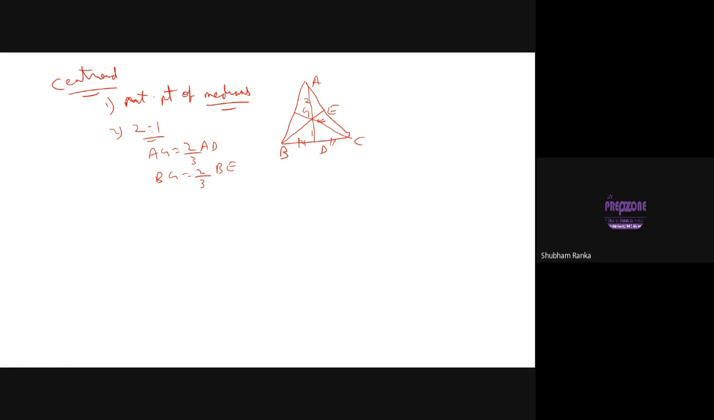Similarly for CF. Essentially, wherever is the source of the median, wherever it's starting from that vertex, that section is 2/3 of the total median. That's why the ratio is 2:1.